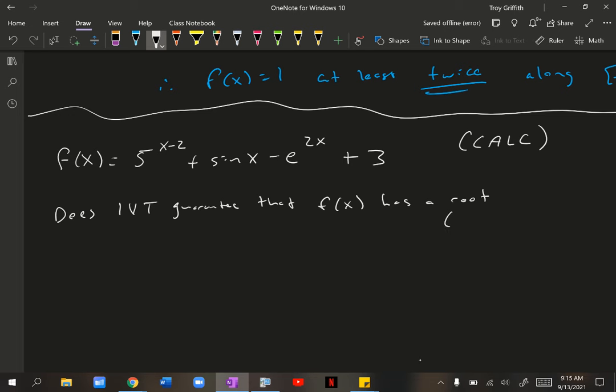And remember, root means like a 0 or an x-intercept between -1 and 2, the closed interval -1 and 2. And we want to explain our work.